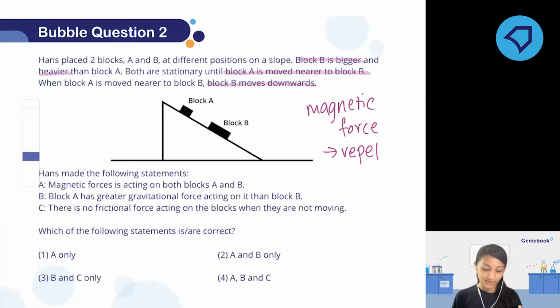Yes, good. Okay, so let's look at the statement. Read the statement carefully. Magnetic force is acting on both blocks A and B. Block A has greater gravitational force, and then there's no frictional force. So think about these statements. This question will be another 30 seconds. Right, so what is repel? Repel is when both magnets move away from each other. That's repel.